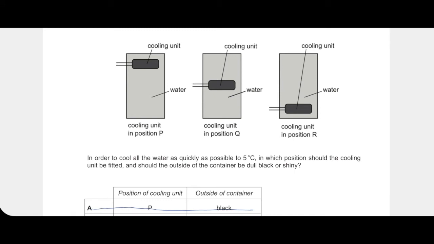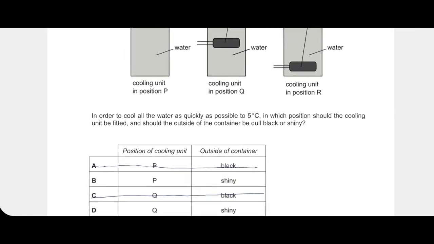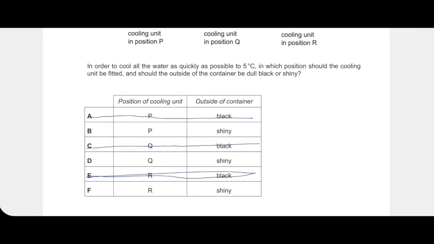This movement will create a convection current in the container. In order to ensure that all the water is cooled and maintaining that convection current, the cooler water should be positioned at the top. This ensures that the less dense warm water that rises to the top is cooled. Therefore, the position should be P, and let's eliminate accordingly.